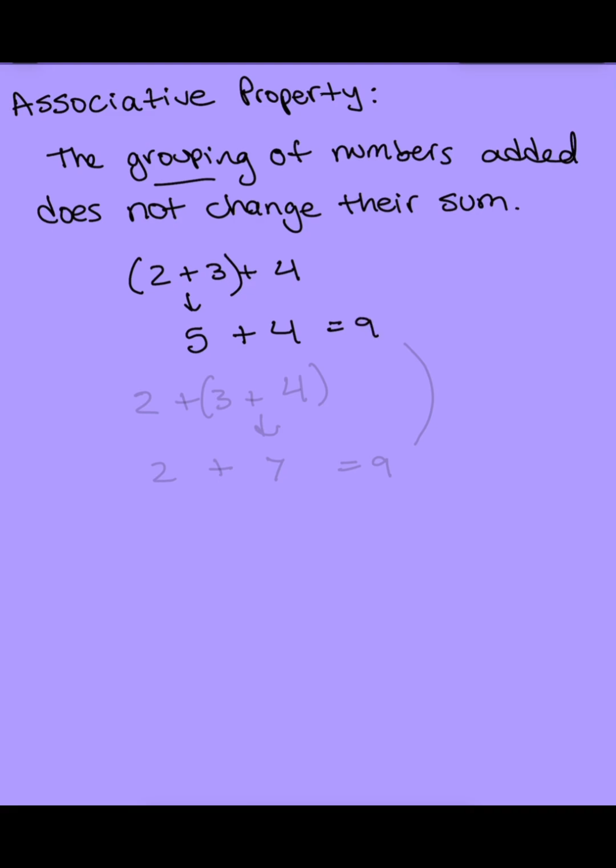Well, you could also group the 3 and the 4 where you add them first. So you would get 7 and you'd add 2 and you'd also get 9. So no matter how you change the grouping of numbers being added, you still get the same answer.